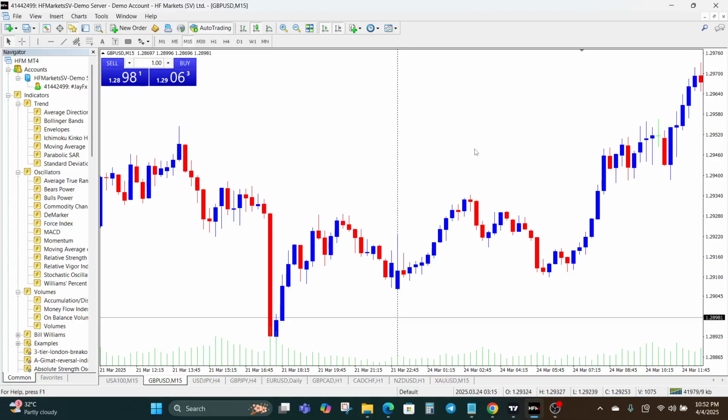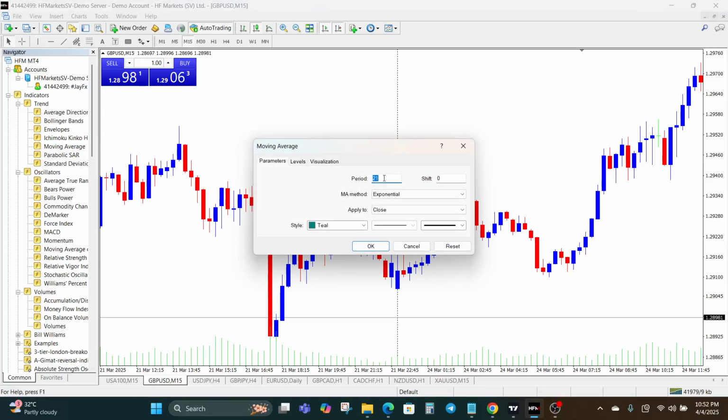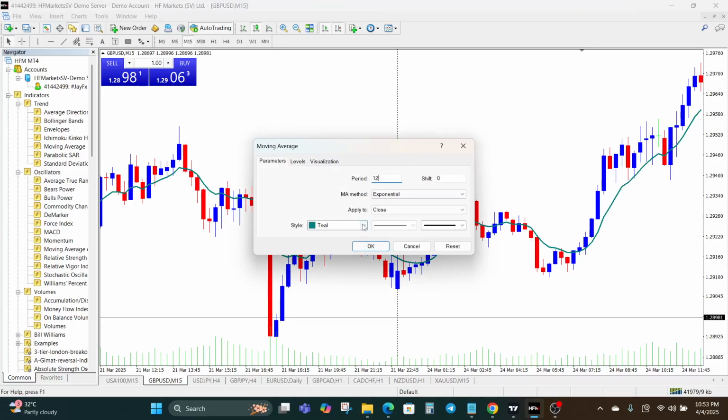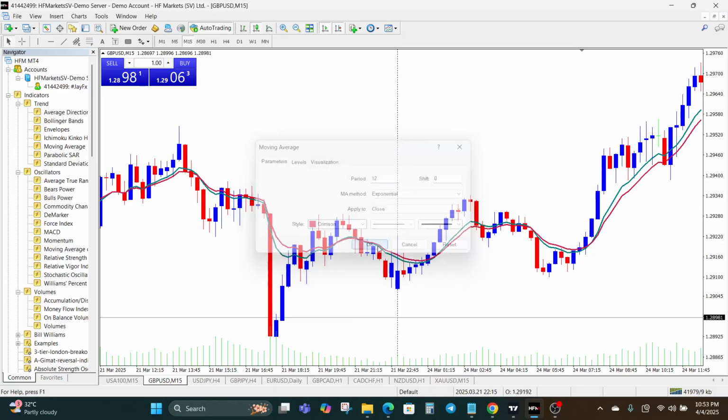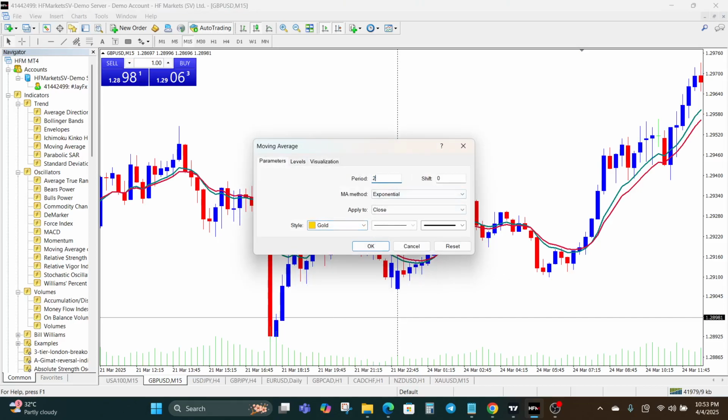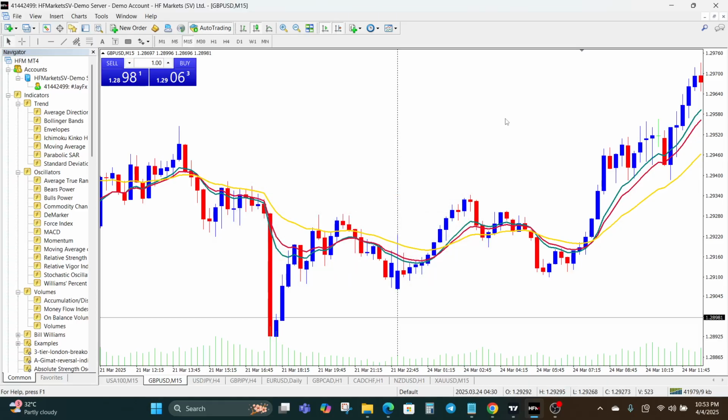We use 3 exponential moving averages: the 9 EMA, the 12 EMA, and the 26 EMA. Now, these are fine-tuned to react quickly to price while still showing key directional trends.